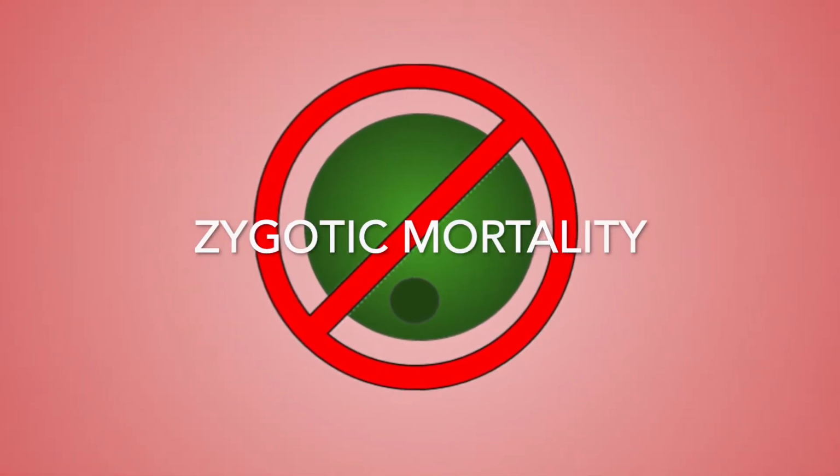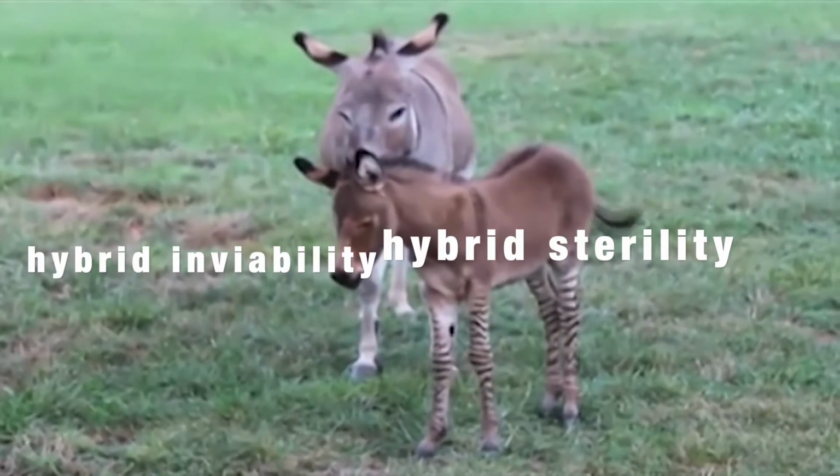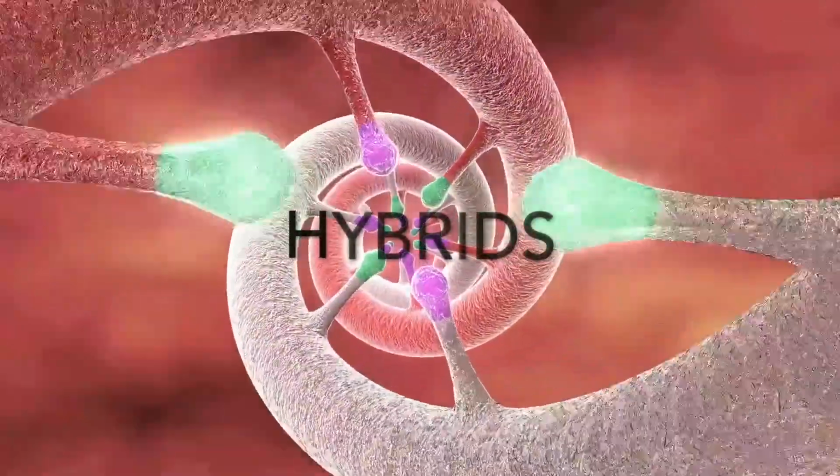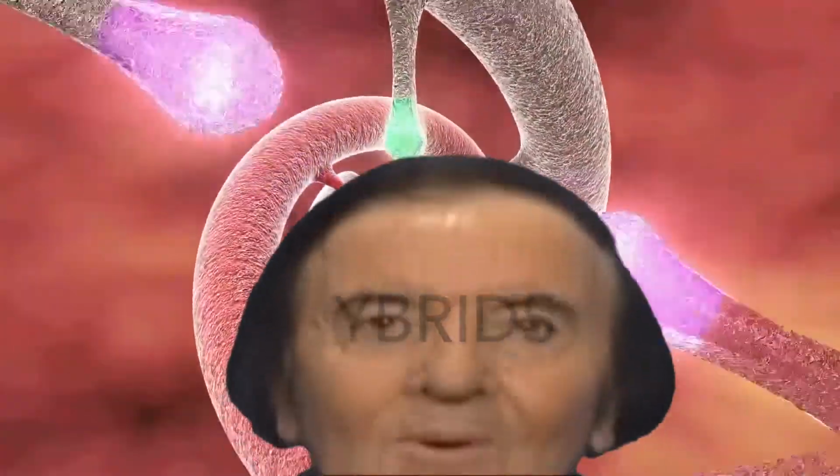In this case, sperm transfer takes place, but fertilization does not occur. There's also zygotic mortality. This is when successful fertilization occurs, but the zygote does not develop. There's also hybrid inviability and hybrid sterility. In both these instances, a hybrid is formed, but it either has reduced chances of survival or it is infertile. So hybrids actually exist in nature.